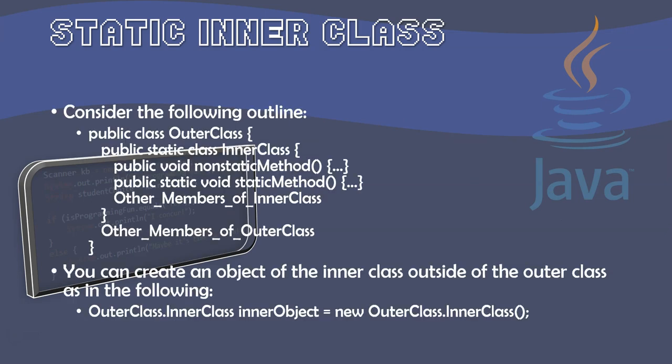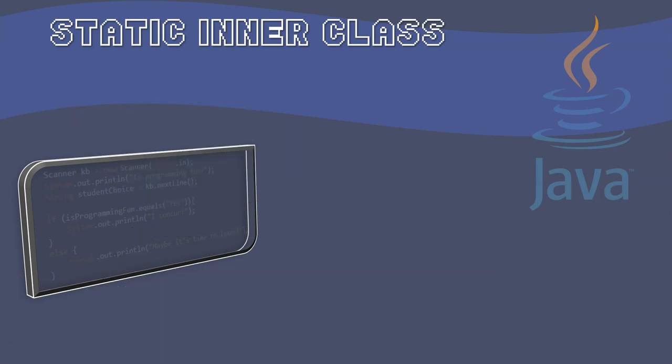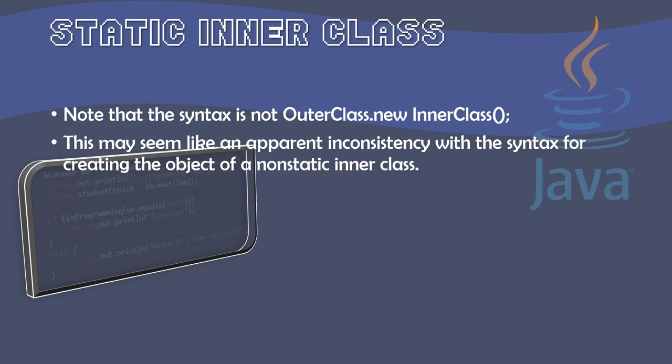If we look at the following outline, you have public class OuterClass, public static class InnerClass. We have a public void non-static method, a public static void static method, and some other members of the inner class. Then, once we leave that class, we have some other members of the outer class. We can create an object of the inner class outside the outer class using the following example: OuterClass.InnerClass innerObject = new OuterClass.InnerClass(). You'll note that the syntax is not simply OuterClass.new InnerClass.